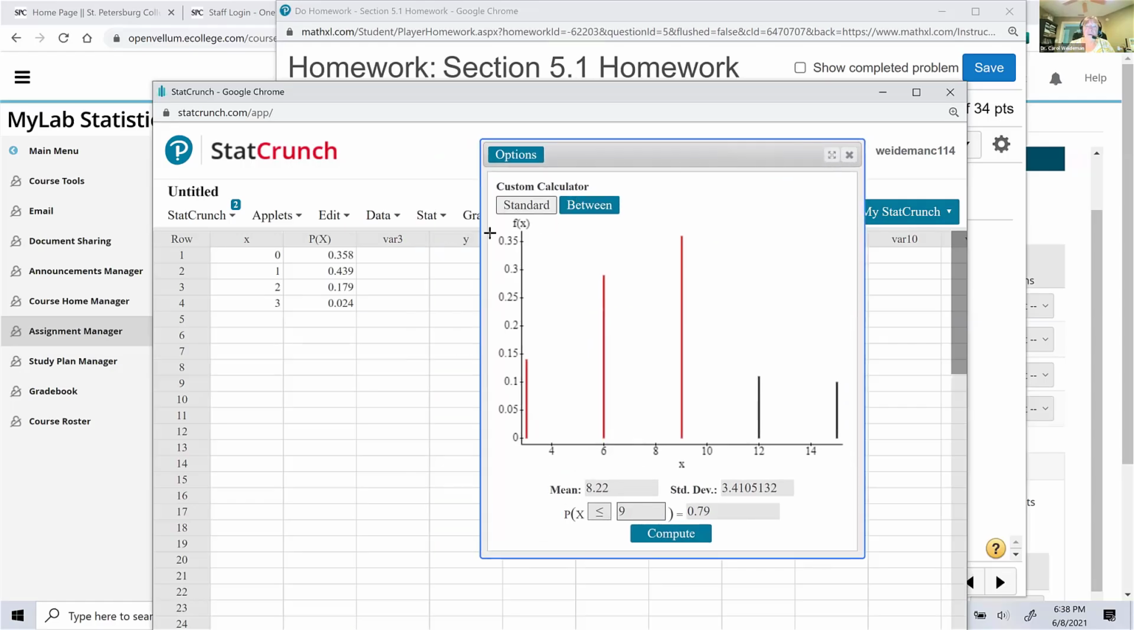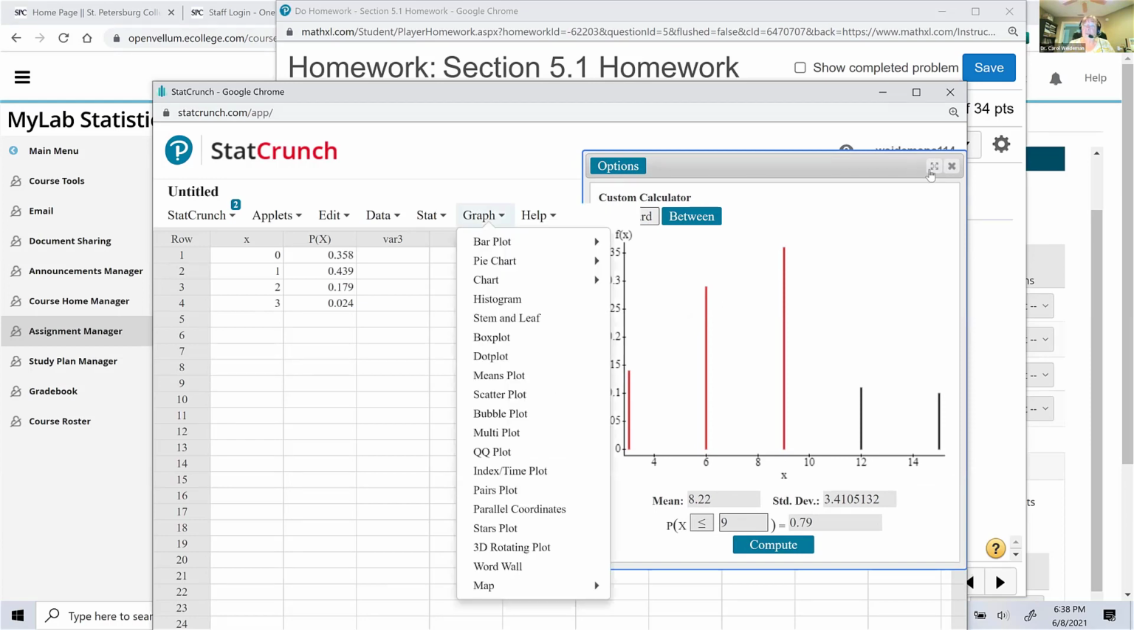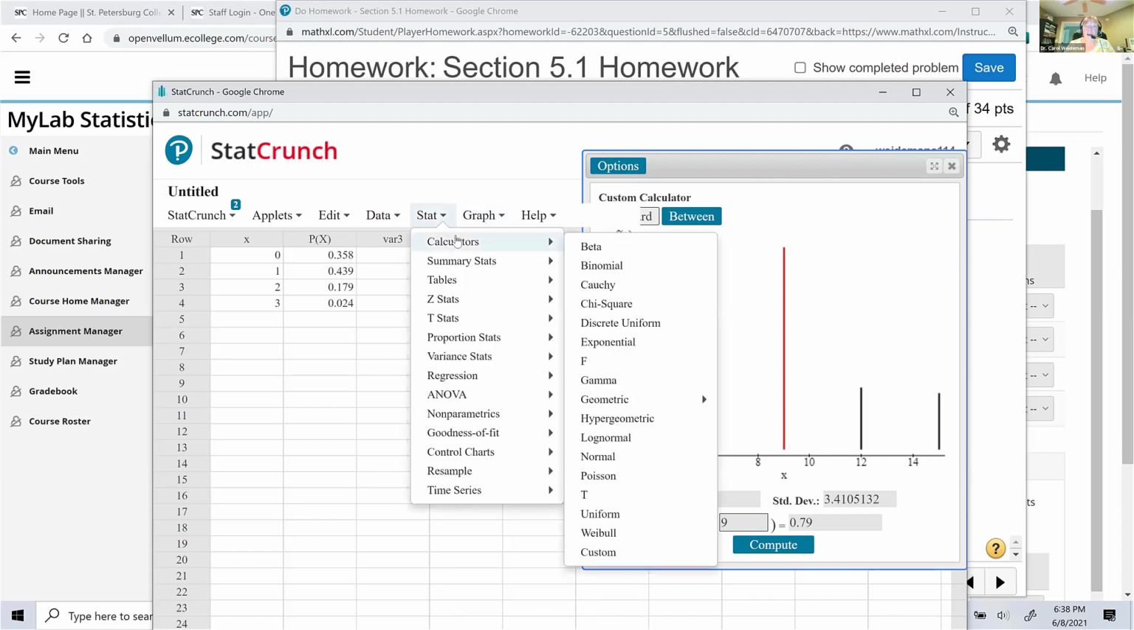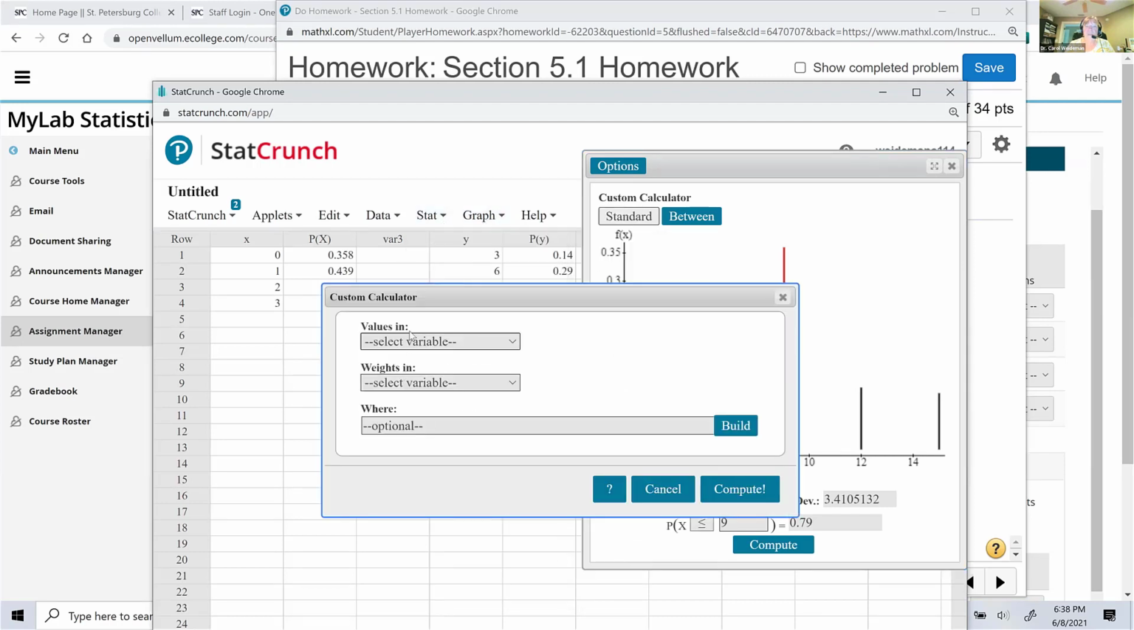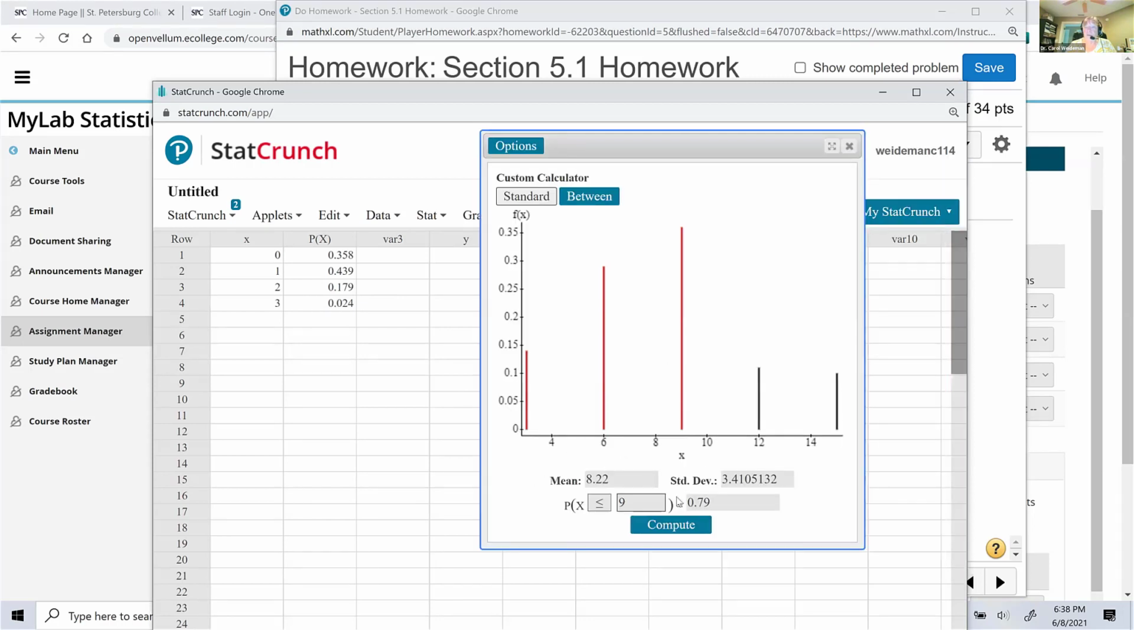Oh, let's go back over to Statcrunch just for a second. All right. So does everybody get the steps over here? You're going to put the possible values for the random variable in one column, the probabilities in the other column, and then you go to Stat, Calculator, Custom, tell it where the values for the random variable are, and then tell it where the probabilities are, which this calculator calls the weights, which is the same thing. And then just hit compute, and you'll get output like this, and your mean is right here, and your standard deviation is right here.